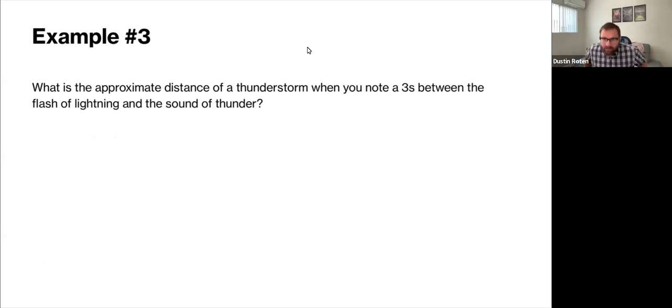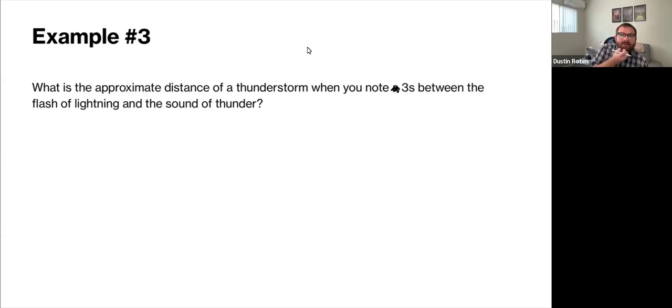So let's think about this in terms of a question. What is the approximate distance of a thunderstorm when you note a 3-second delay between the flash of lightning and the sound of thunder? Let's see, I'm going to get rid of this A and make the sentence a little bit easier to read.